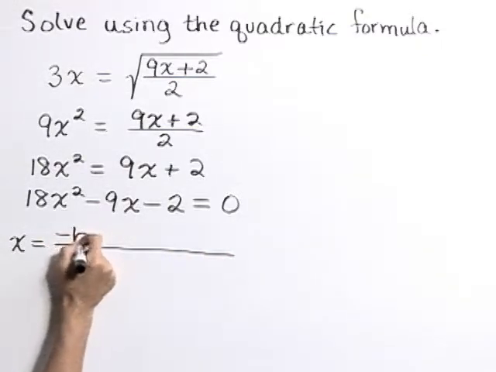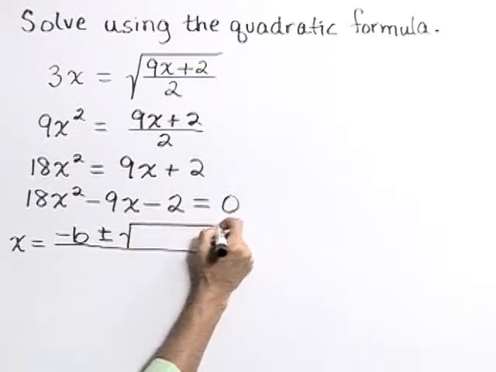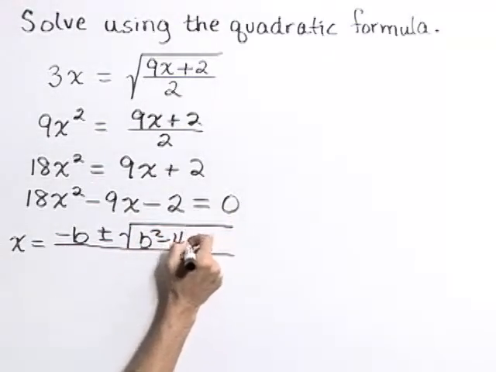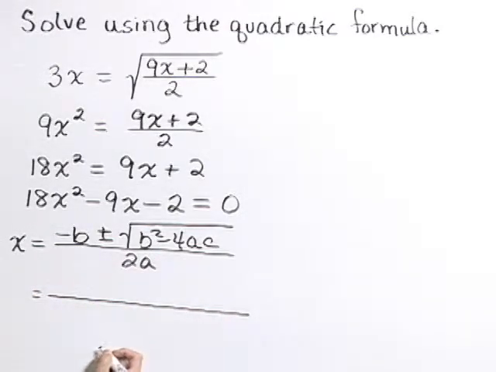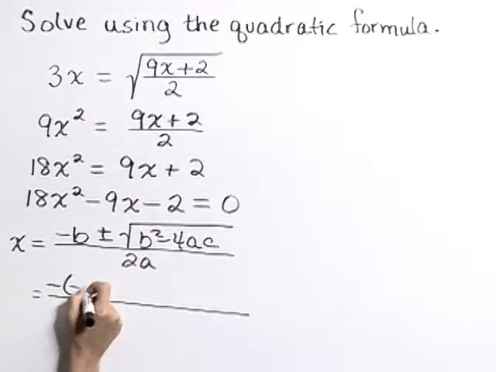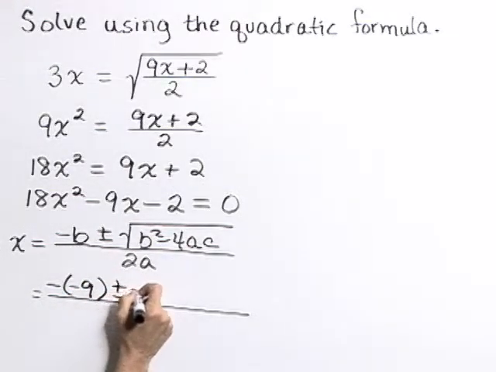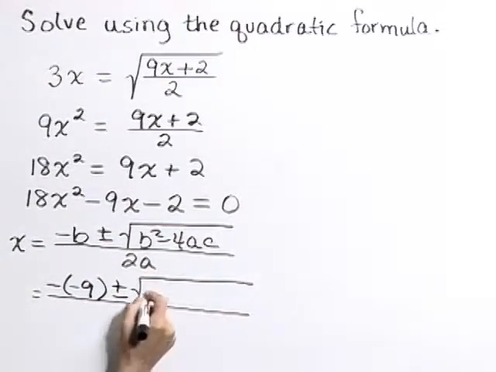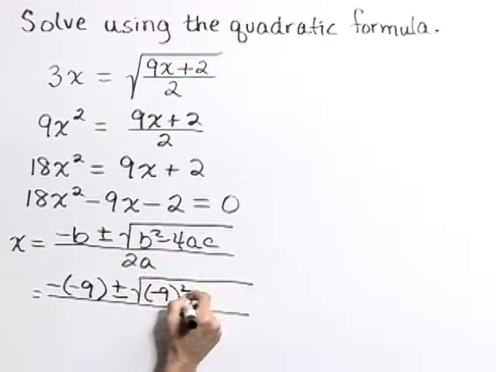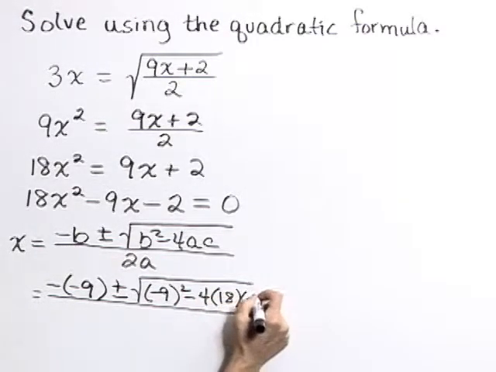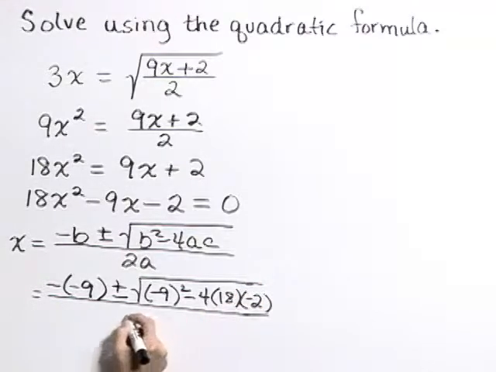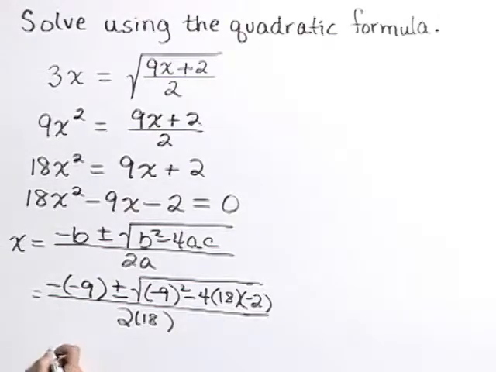x is equal to negative b plus or minus the square root of b squared minus 4ac, all over 2a. Let's substitute values now. We want the opposite of b, and b is negative 9, so the opposite of negative 9, plus or minus the square root of negative 9 squared minus 4 times a, which is 18, times c, which is negative 2. That's all over 2a, or 2 times 18.